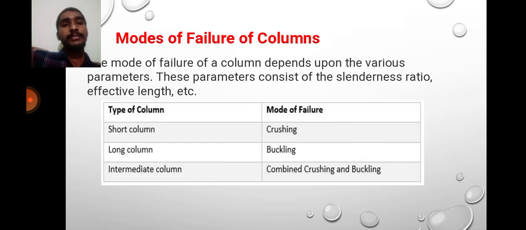Modes of failure of a column. The modes of failure of a column depend upon various parameters. These parameters consist of slenderness ratio, effective length, and type. In this tabular form we can see the modes of failure for columns like short column, long column and intermediate column, what failure occurs in a column and how it takes place. For a short column, the mode of failure is crushing, and for a long column the mode of failure is buckling. For an intermediate column, the mode of failure is combined crushing and buckling, both.